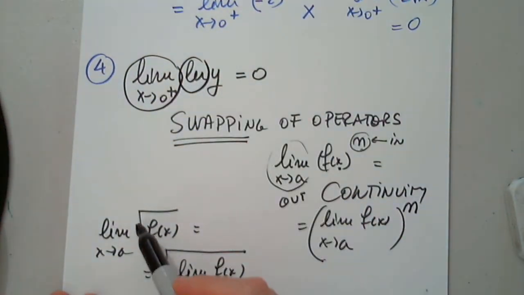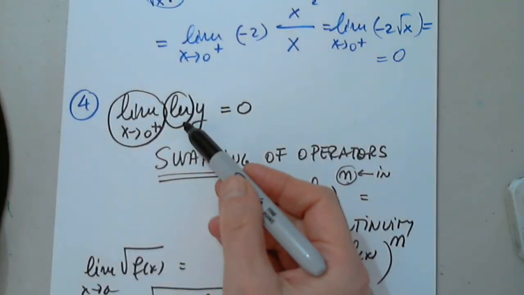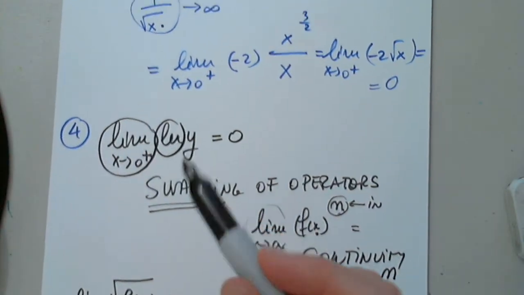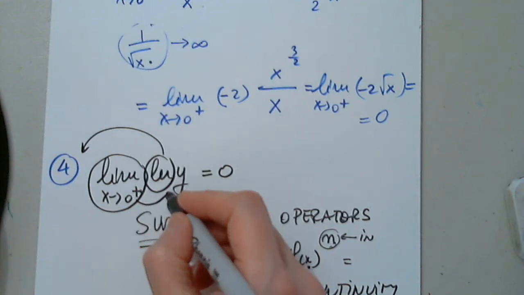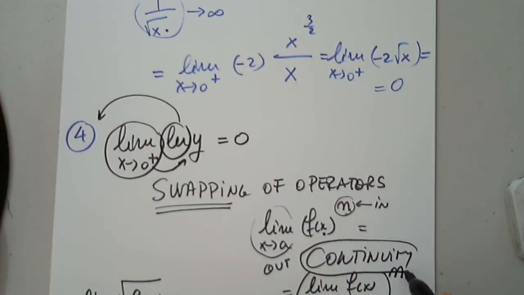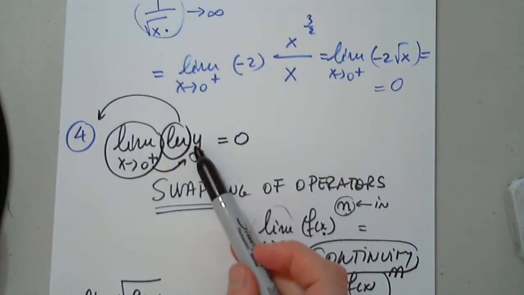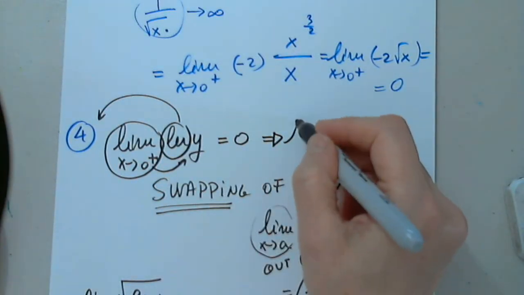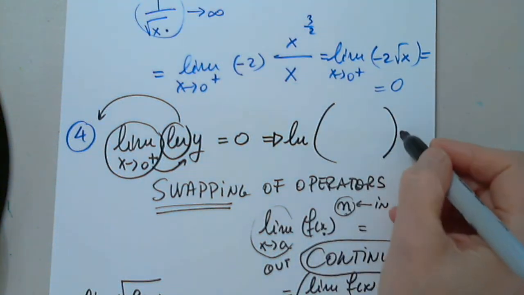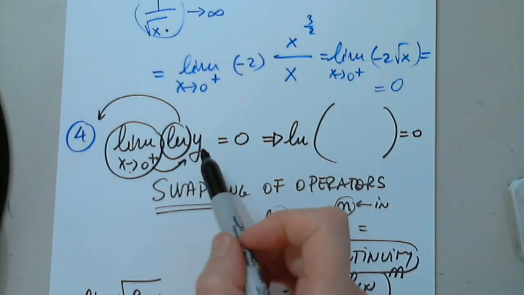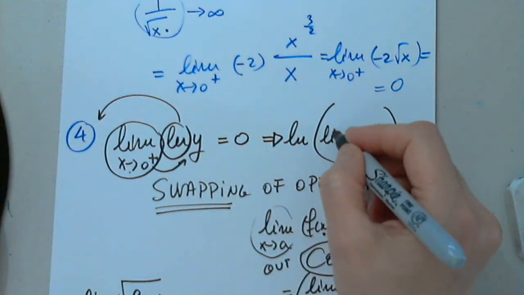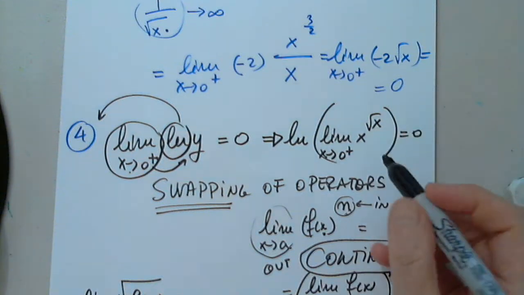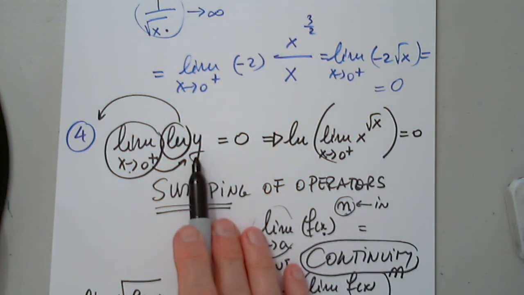So now the inner operator is not the square root, it's natural log. The inner operator is not power n, but it's natural log. So I will swap the operators under continuity. This is a continuous function, this is a continuous function. So then from here, I swap the operators and I have natural log of the limit of y. So the limit as x approaches 0 from the right, of x raised to the square root of x, because that's what the y is.